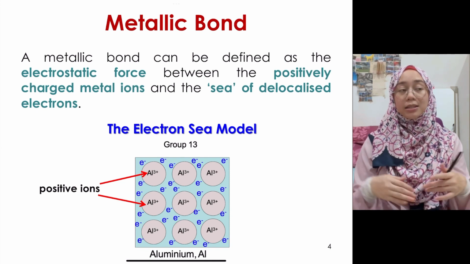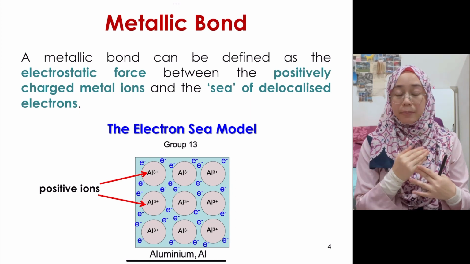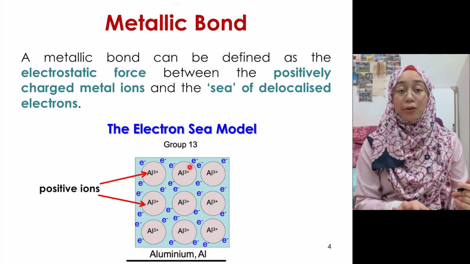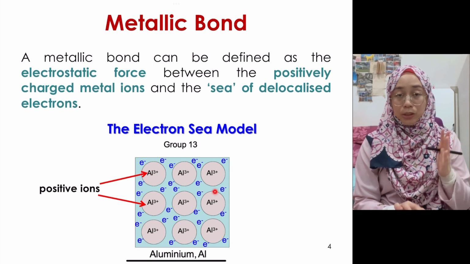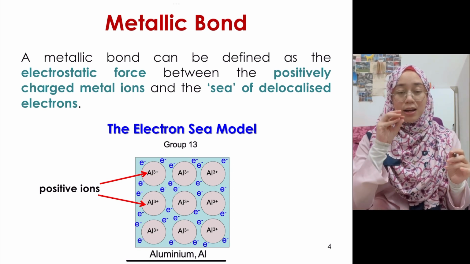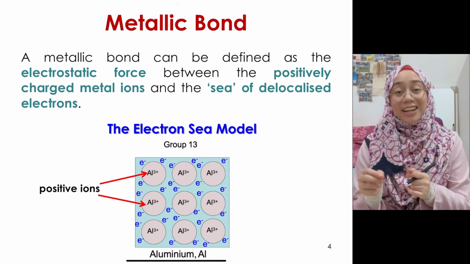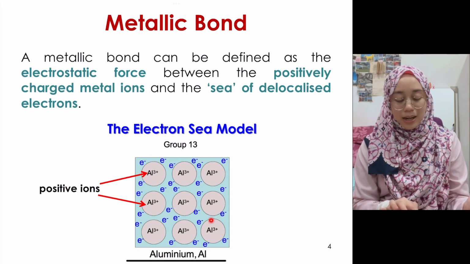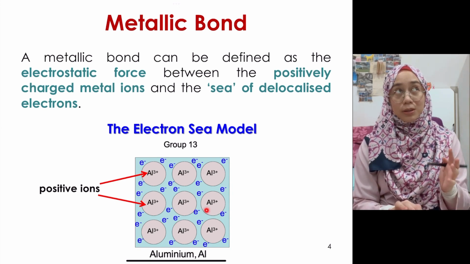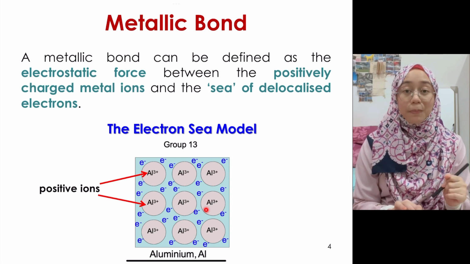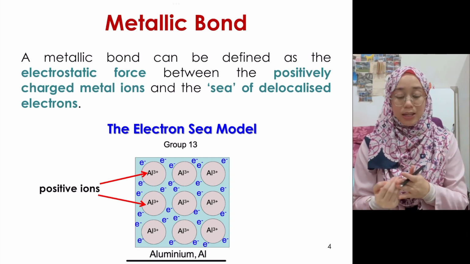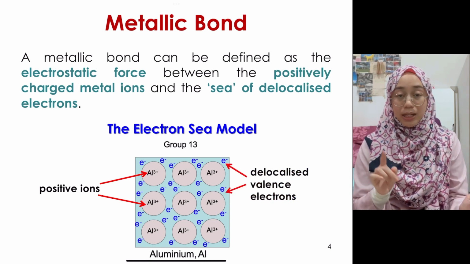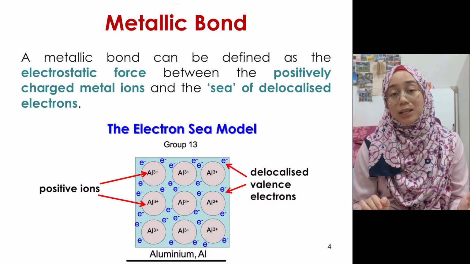Okay, and then since each one of atom aluminium ni dia akan release 3 elektron, so as you can see ada banyak electron around them. Okay, so make sure that the number of ions yang kamu draw dia tally dengan berapa banyak elektron yang dikeluarkan. So over here kita ada 9 aluminium ions, bermaksud it needs to be like 27 electrons around them. Okay, kalau kamu perlu lukis sea electron model ni. Okay, so the rest kamu boleh nampak yang elektron kat, so e negatif tu itu adalah delocalized valence electron.